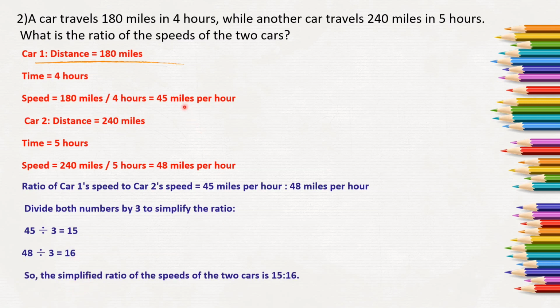First step, we'll have to find out the miles per hour for both the cars and then we'll have to find out the ratio of both the cars. So here the simplified ratio of the speeds of the two cars is 15 is to 16. 15 is to 16 cannot be further simplified as both of them cannot be divided by one factor, right? So it remains as it is.